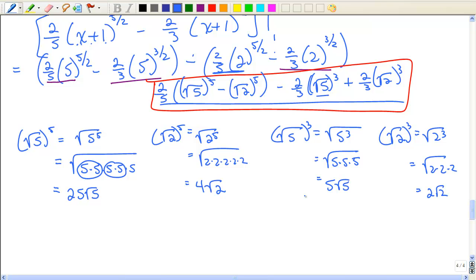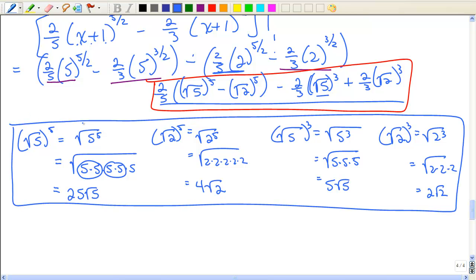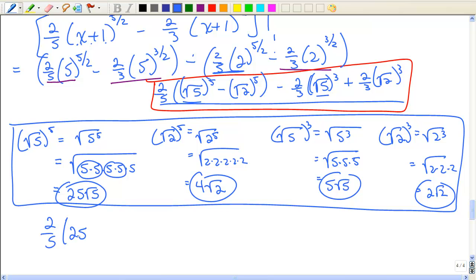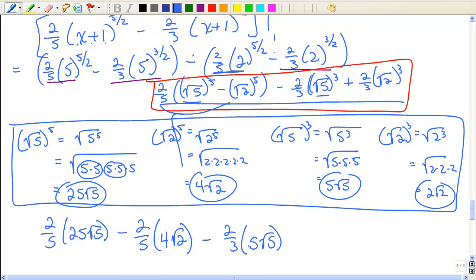Right. So let's see if we can replace those ugly things with perhaps these better looking things, or at least it looks better to me. Alright, so I've got 2/5 times the square root of 5 to the 5th. So that's 25 square roots of 5. Then I've got minus, I'm going to go ahead and distribute there. That's 2/5 times 4 square root of 2. Then I've got minus 2/3 times 5 square root of 5 plus 2/3 times 2 square roots of 2.